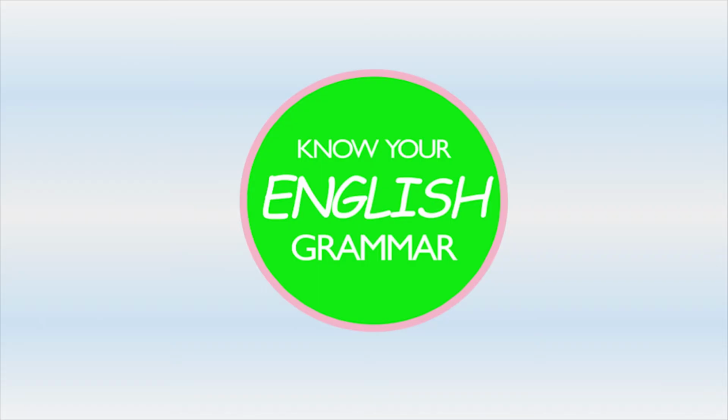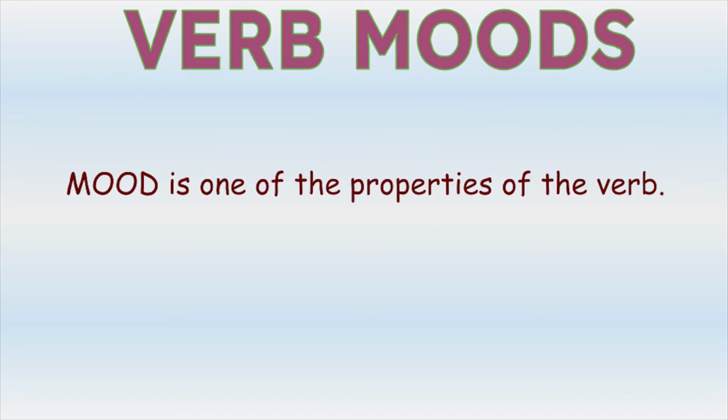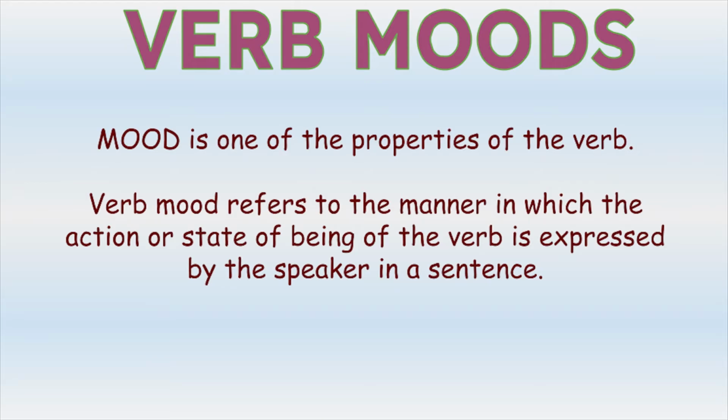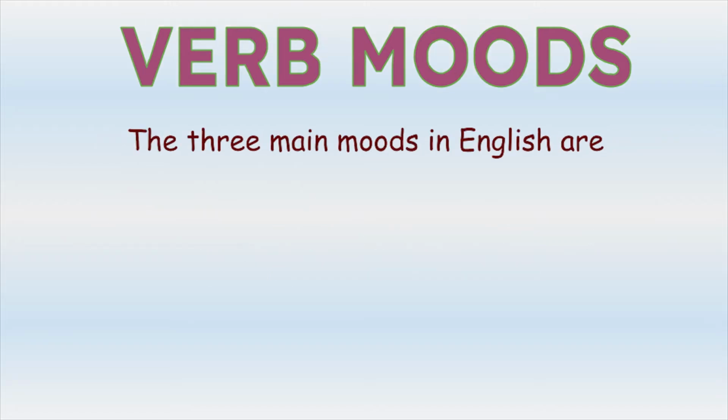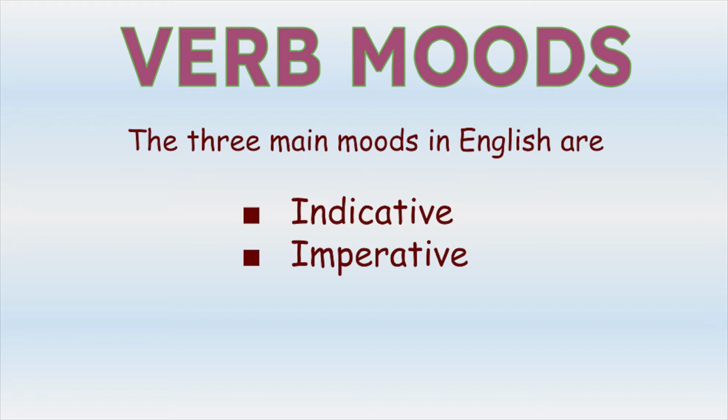In today's lesson, we will learn about verb moods. Mood is one of the properties of the verb. Verb mood refers to the manner in which the action or state of being of the verb is expressed by the speaker in a sentence. The three main moods in English are the indicative mood, the imperative mood, and the subjunctive mood.